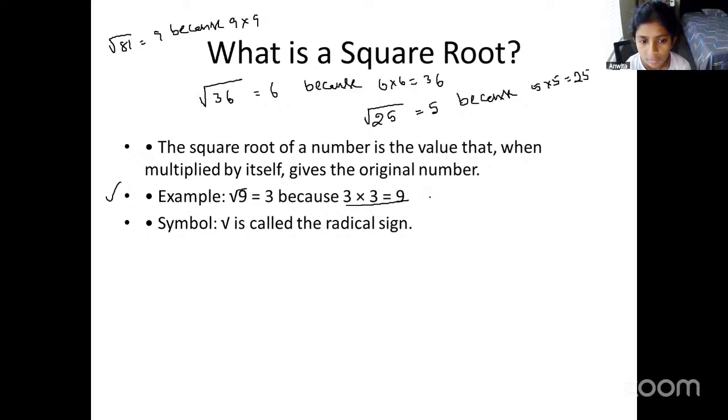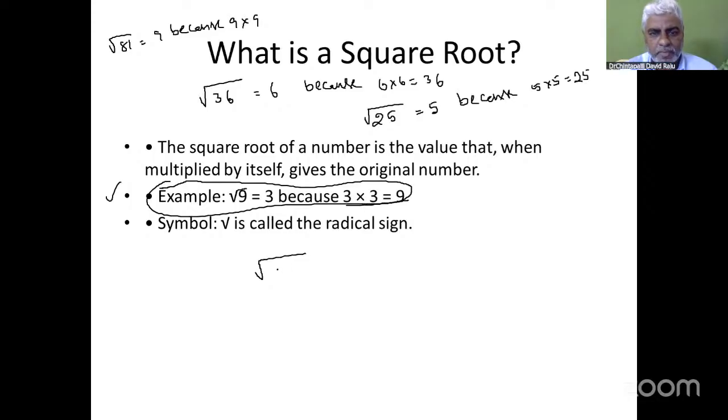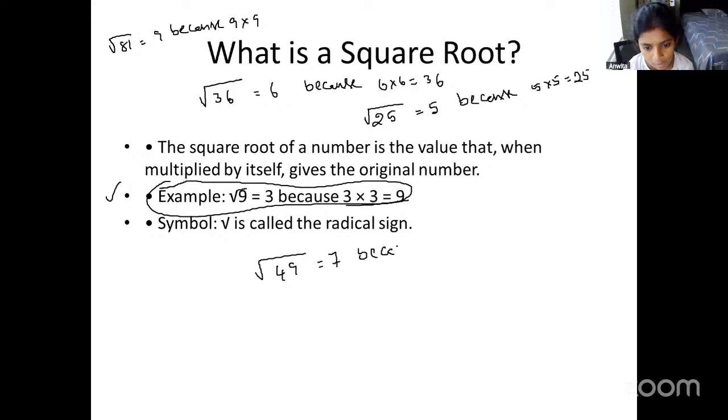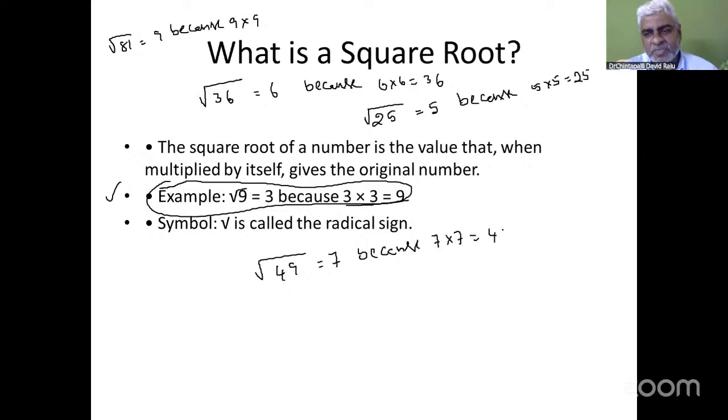Create a similar sentence like this. Square root of 49 is equal to 7. Perfect. Because 7 into 7 is 49. 7 times 7 is equal to 49. Very good. Right.